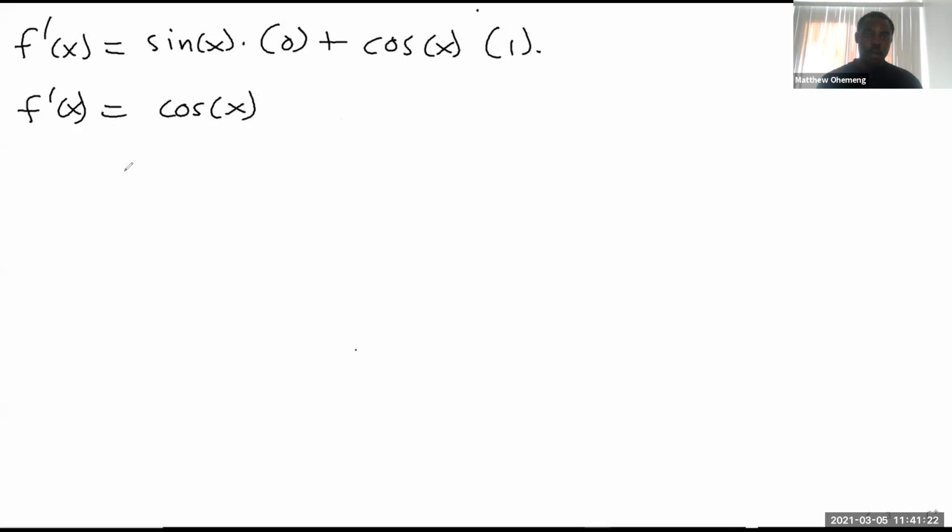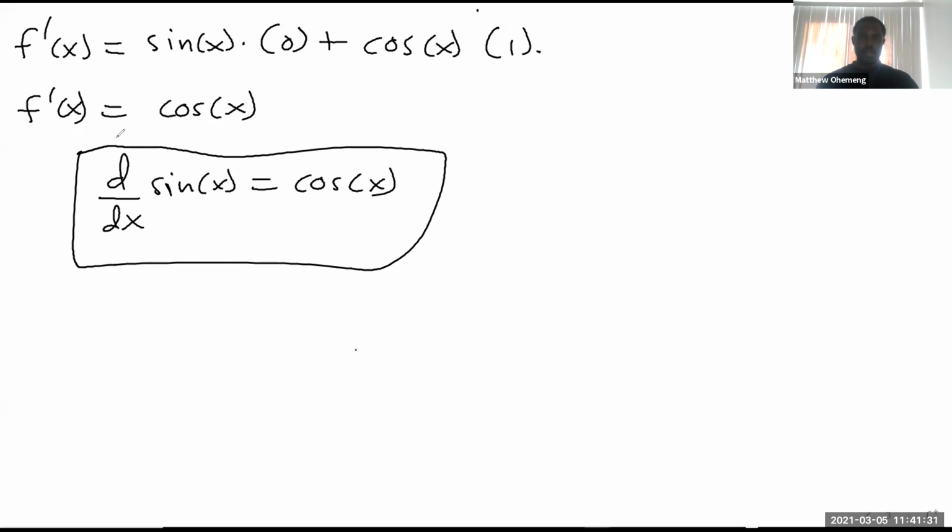So the takeaway is the derivative of sine is cosine of x. So that's what we get. Okay, please, any questions here?